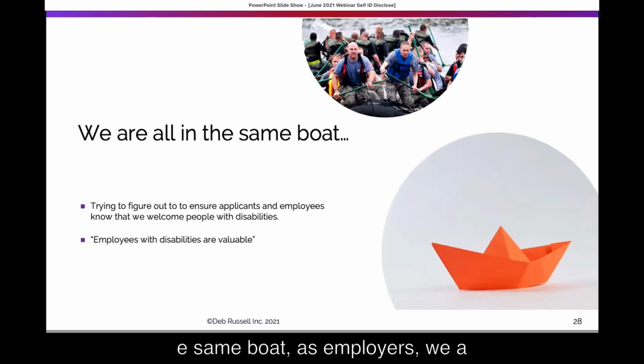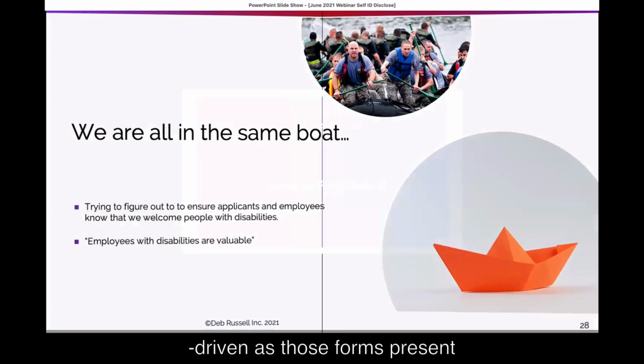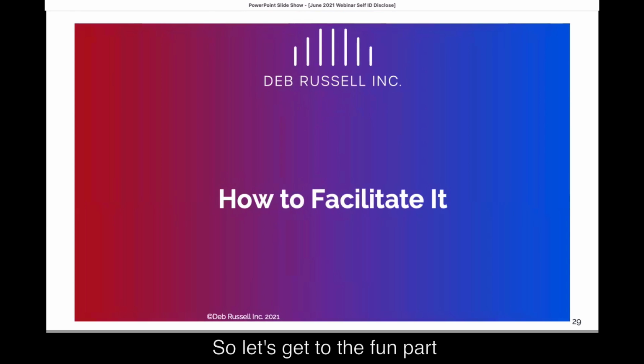But we're all in the same boat. As employers, we all have this barrier. If we're all federal contractors, we have this requirement to have that question in our applicant tracking system, as well as asking our employees at least every 5 years, and trying to figure out how to do this in a way that doesn't feel as sterile as that form comes off, and doesn't feel as compliance driven as those forms present. So let's get to the fun part.